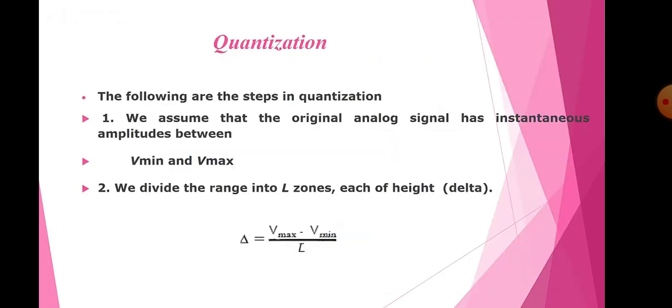Quantization. The following are the steps in quantization. First, we have to assume the original analog signal has instantaneous amplitude between maximum and minimum. So we can have the maximum voltage as Vmax and the minimum voltage level as Vmin. So we can divide the range into L different zones, each of height delta. So we can compute the value of delta as Vmax minus Vmin divided by the total number of levels L. So that means L zones.